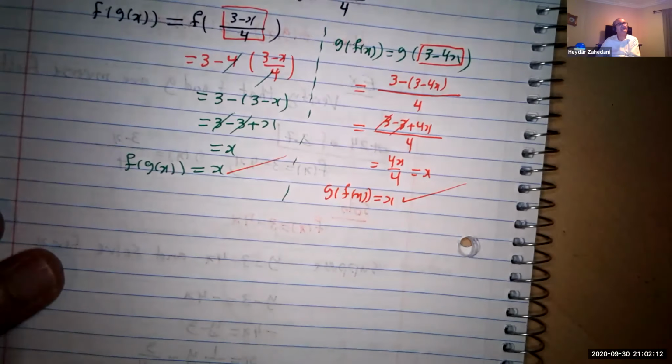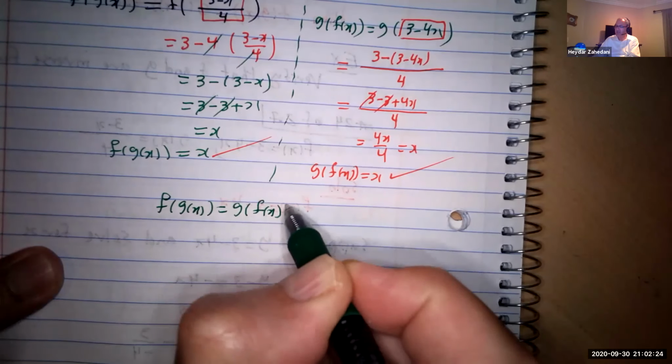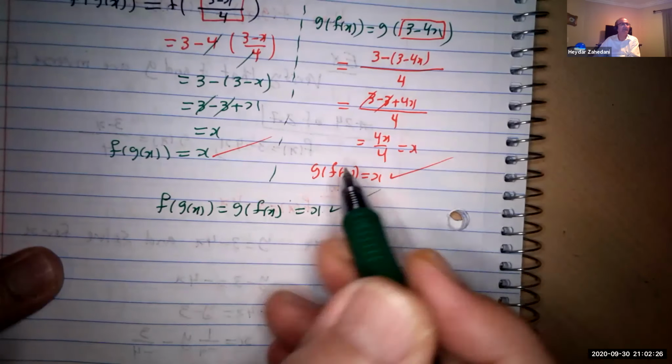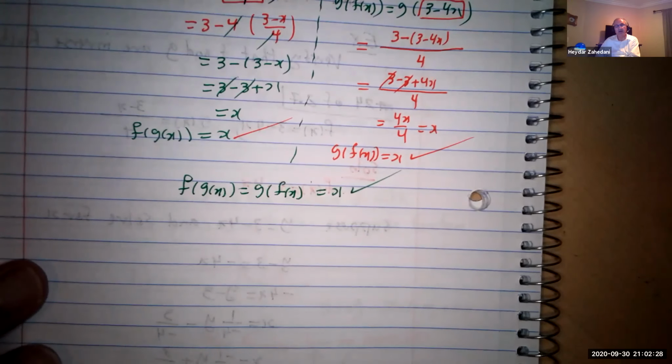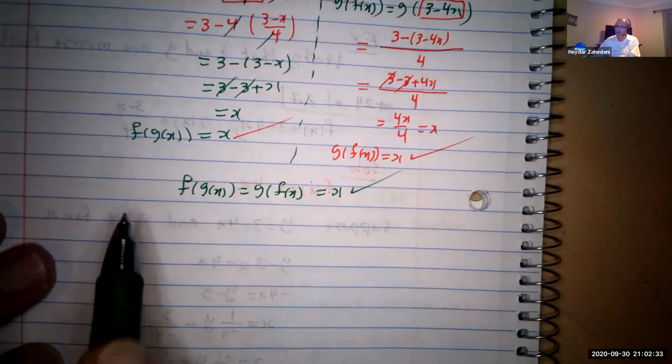That's it. So from two directions, you prove that the composition functions are the same. F of g of x is equal to g of f of x, and is equal to x. So they are inverse of each other. Okay, so f and g are inverse functions.